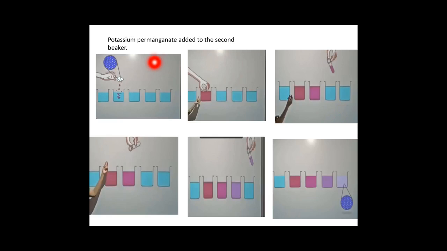For example, you take potassium permanganate and add it to the second beaker. These 5 beakers have water. You have to add potassium permanganate to the second beaker. Mix it well. It imparts a pink color to the second beaker.